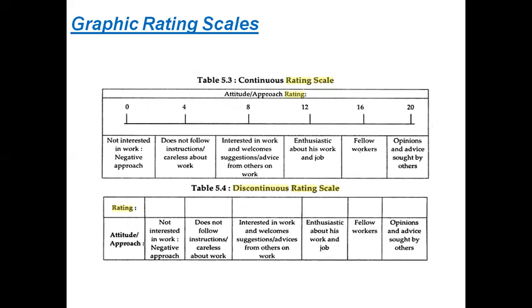This is an example of a graphic rating scale. There are two tables which are shown. One is a continuous rating scale and the other is a discontinuous rating scale, where the observer or the supervisor will give the rating.